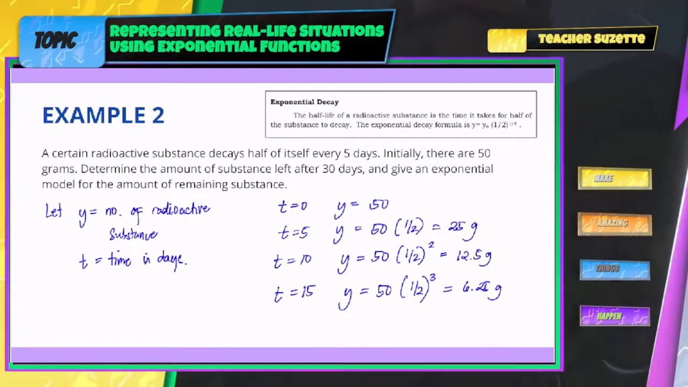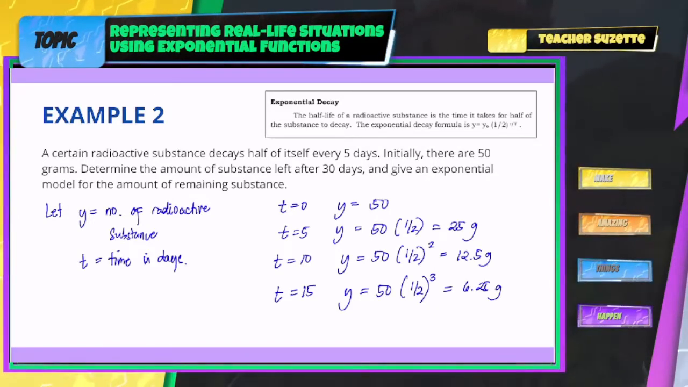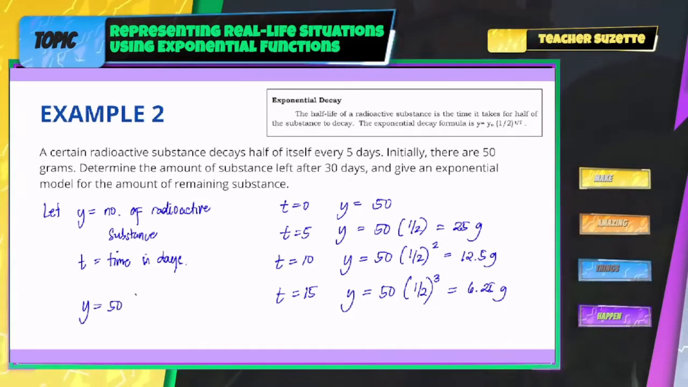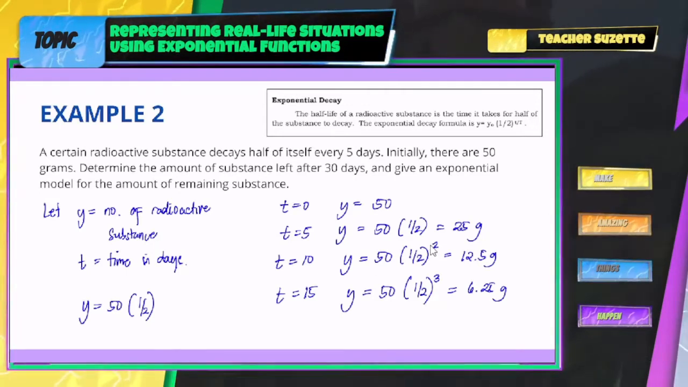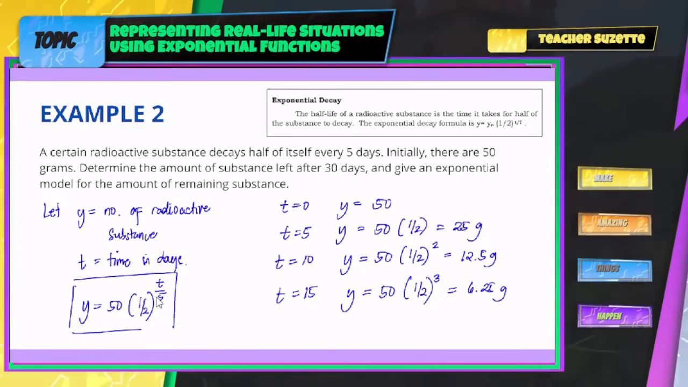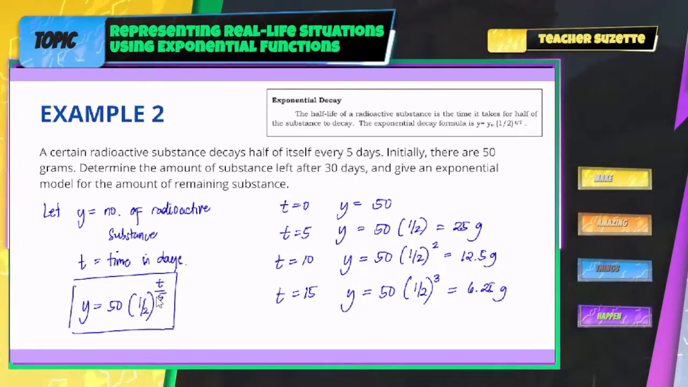With this, we can now write our exponential model. We will have y is equal to 50 times 1 half raised to what? Look at our time: from 5 it became 1, 10 became 2, 15 became 3. So what will be the exponent of our 1 half? It will be t over 5. Therefore, this is our exponential model, or exponential function, for example number 2.